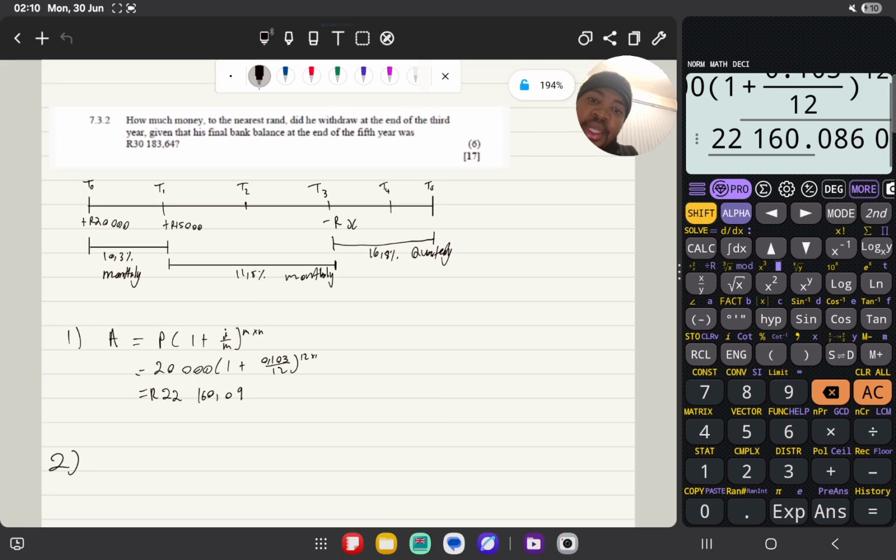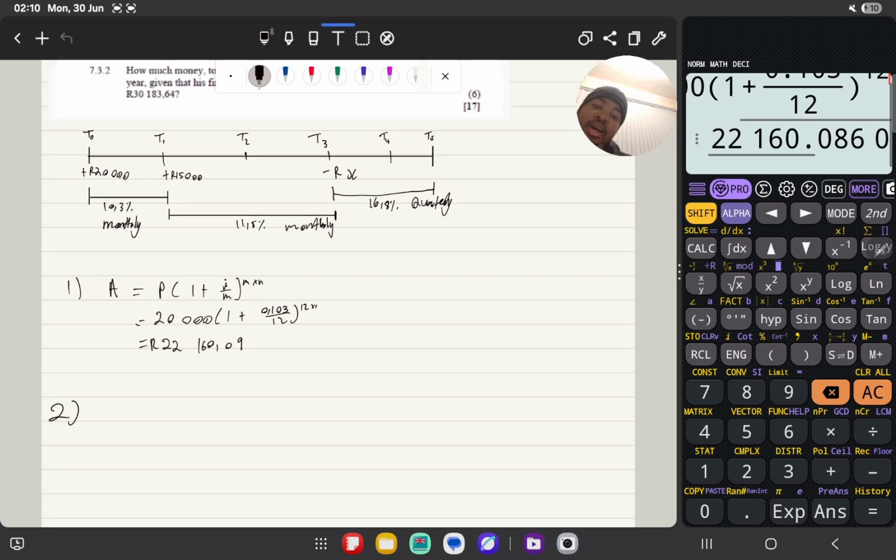Or did he withdraw at the end of the third year, given that his final bank balance at the end of the fifth year was that. So this was the money at the end of the fifth year. So we're still fine. Our timeline, 5 years, we're good. Now realize we go back to the timeline: at the end of this period, this guy had this much money, and then he invested a further 15,000.